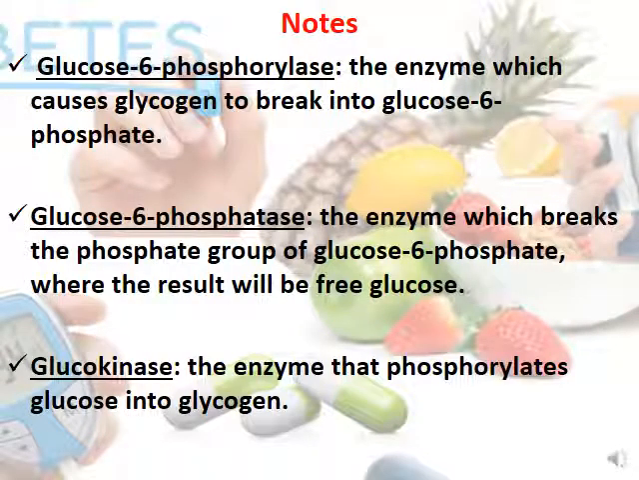As you note, glucose 6-phosphorylase is the enzyme which causes glycogen to break into glucose 6-phosphate. Glucose 6-phosphatase is the enzyme which breaks down the phosphate group of glucose 6-phosphate, where the result will be free glucose. There's the difference between glucose 6-phosphorylase and glucose 6-phosphatase. Glucose 6-phosphorylase breaks glycogen down into glucose 6-phosphate, and glucose 6-phosphatase breaks the phosphate group off glucose 6-phosphate, where the result will be free glucose. Glucokinase is the enzyme that phosphorylates glucose.